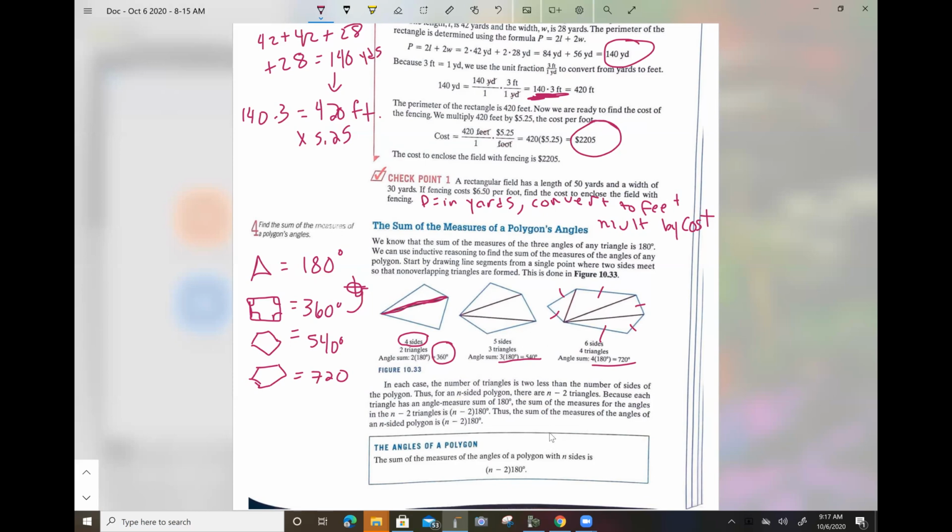So this is kind of like when we used to be finding those patterns, like how much are we adding each time? What this boils down to is the formula: the number of sides minus 2, times 180. So just make sure you know this formula and you can figure out the sum of all of the angles, no matter how many sides there are.